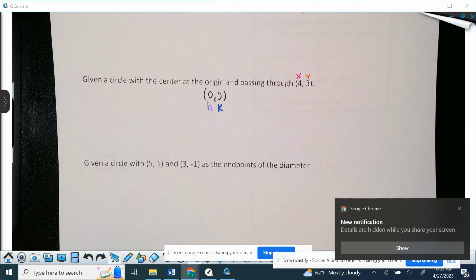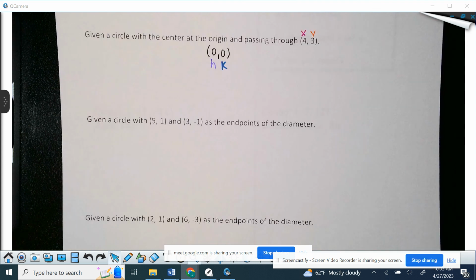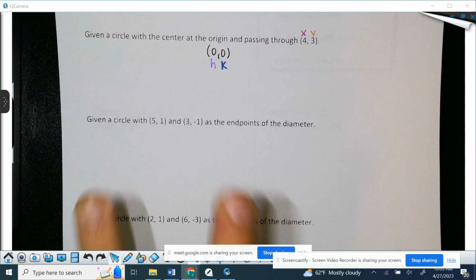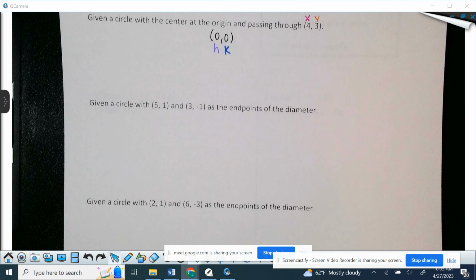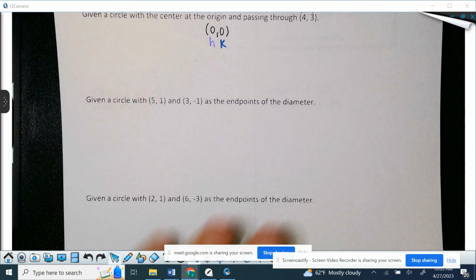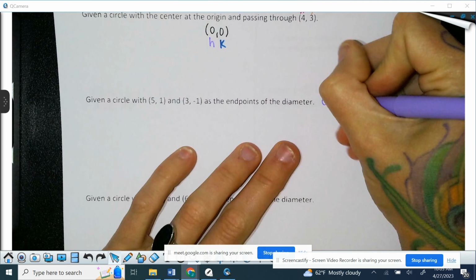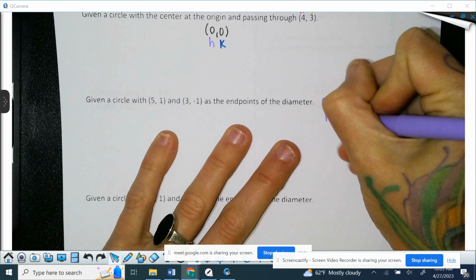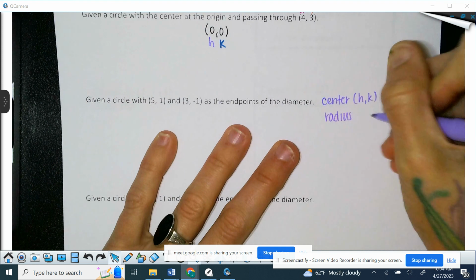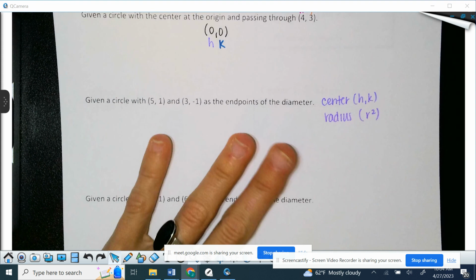From previous classes, so endpoints of the diameter. I'm not really sure why this blows everyone's mind, because there's only one added step. The two things you need to write the equation of the circle are your center, which is your HK, and then your radius. And then we're going to actually use it as radius squared. Those are the two things you need to write the equation of a circle and be done with it.